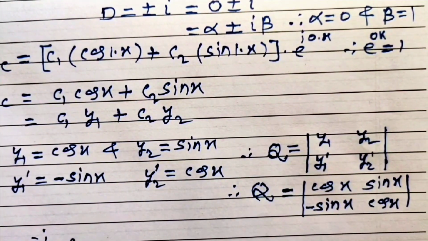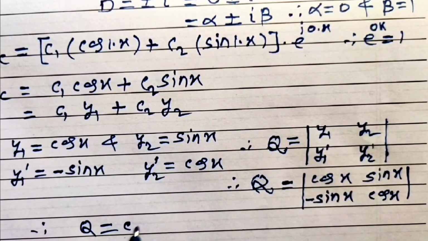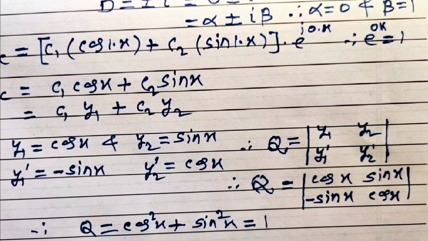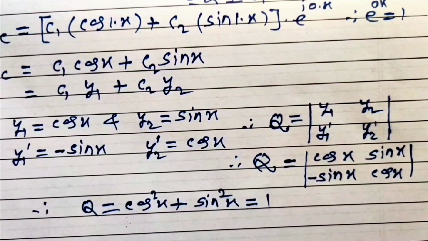So q is equal to, we can write the value of this determinant, cos x into cos x is cos square x, minus minus plus sin x into sin x is sin square x. This is the trigonometrical identity, cos square x plus sin square x is 1. Value of q is 1. Let us find the particular integral.